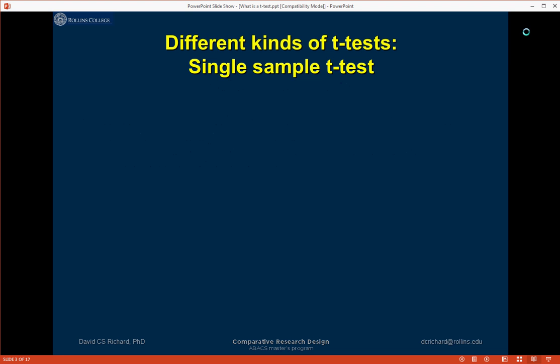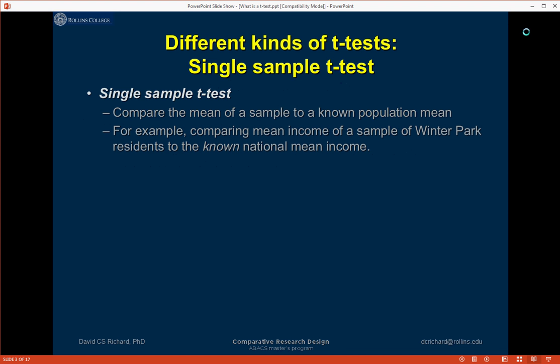The t-test that you would learn first in a statistics course is a single sample t-test. In a single sample t-test, we're comparing the mean of a sample, using data that we have collected, to a known population mean. The known population mean is essentially the mean of a comparable group in the population that we already have data collected for.